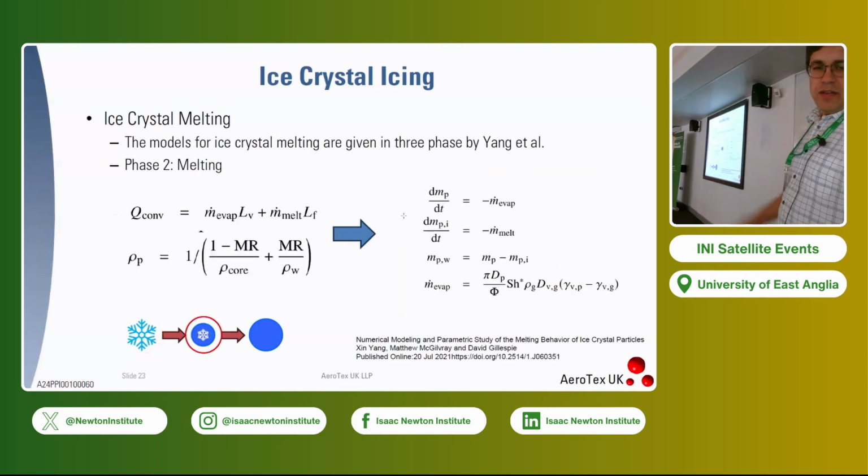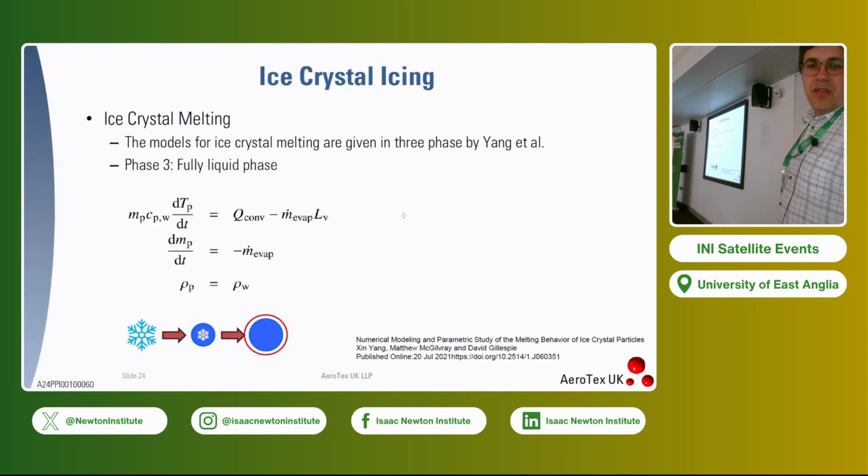It then goes through a melting phase where we've got this factor MR, which is the melt ratio, the relationship between the amount of solid crystal and the amount of liquid phase. And then we go into the fully liquid phase. This is just presenting an overview, so I'm not going to go into lots of detail about it. There are some references there that you can look into.